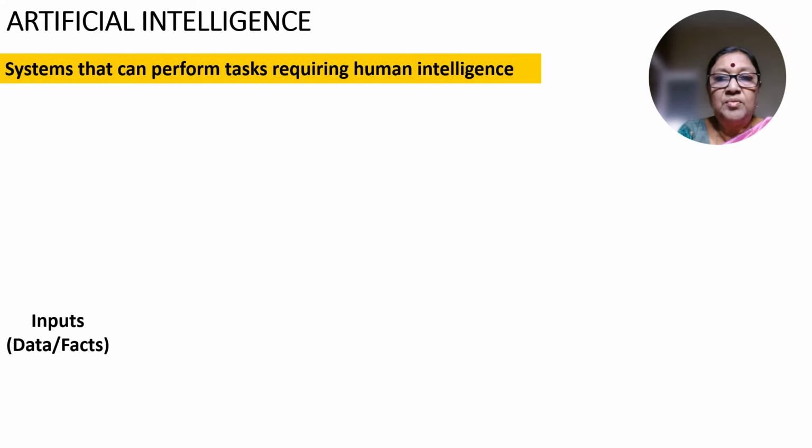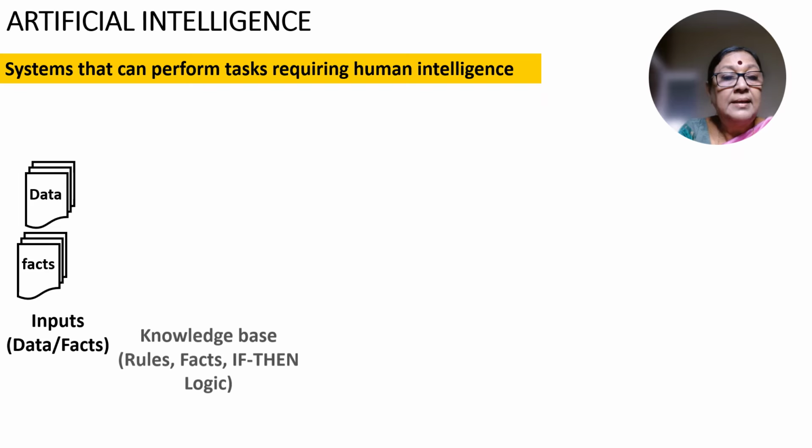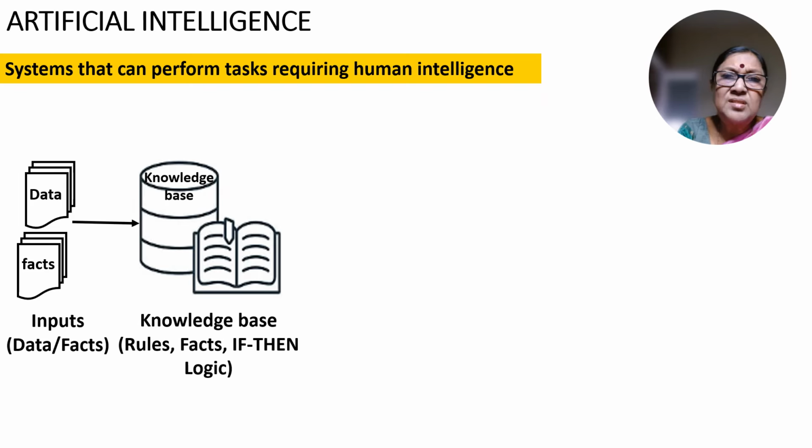Now, this is the traditional flow of AI. Today AI combines all the other subsets and becomes a complete system, but this is the traditional flow. It takes data, both facts and data, and also a knowledge base. What does this knowledge base contain? It contains rules and facts. Rules can come in many forms; commonly used are if-then rules, and logic. All this is given in the knowledge base.